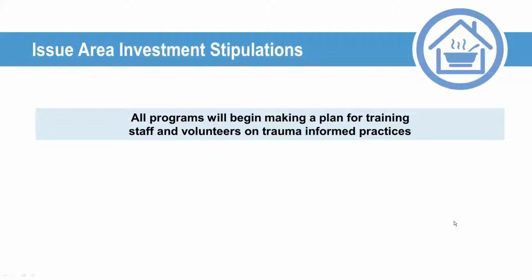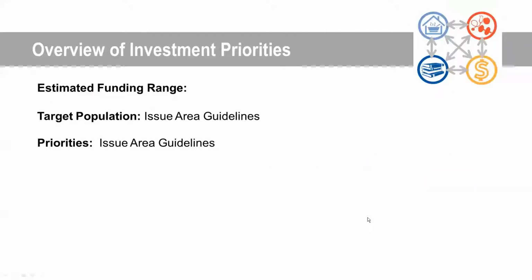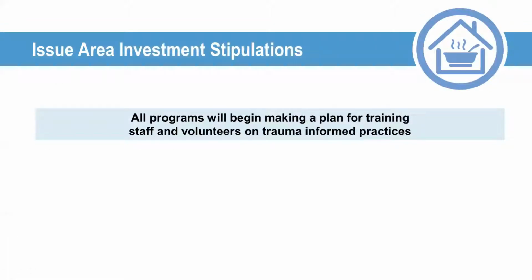So we won't go into a whole lot of detail just because there's not a whole lot of time, but we will do a bit of a dive, not a deep dive, into each of the issue areas, so that way we are all on the same page with what we're talking about. One of the things that, even if you are applying under a cross issue area funding opportunity, you still have to comply with certain investment area stipulations.